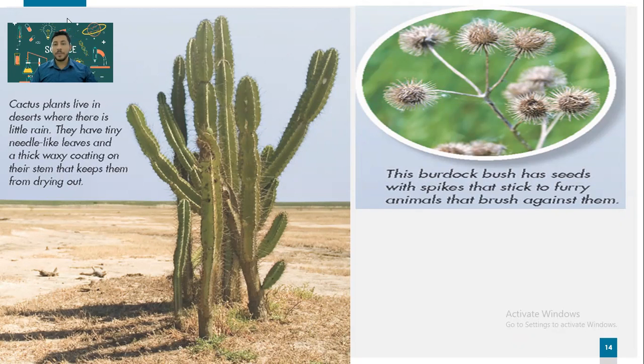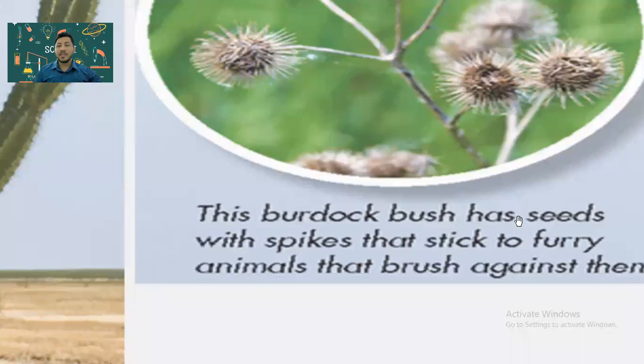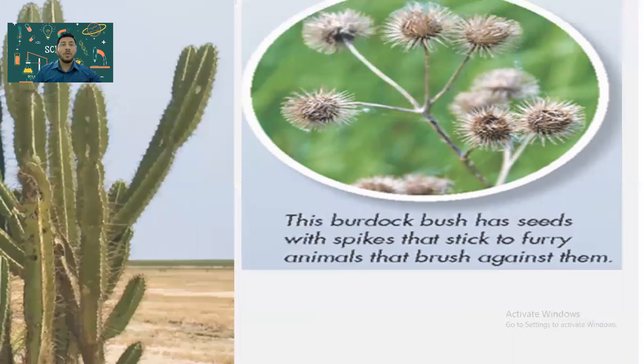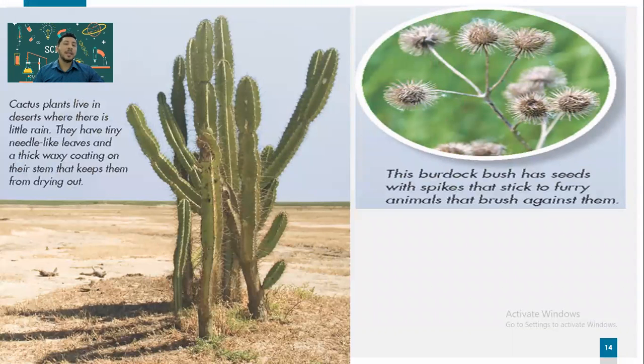Burr bush has a seed with spikes that stick to furry animals that brush against them. Or if you ask me, Mister, how is it even an adaptation? This adaptation helps it, first, from being eaten, and second, in seed dispersal, which I told you about before, helping the seeds move from one place to another place where they can find enough space, water, nutrients, and exposure to sunlight.